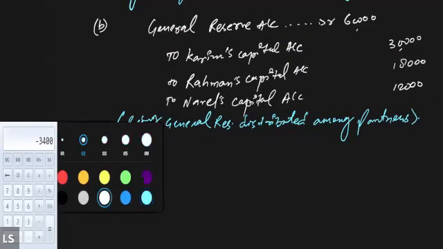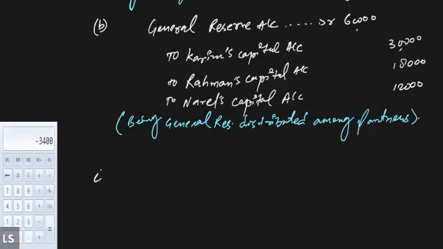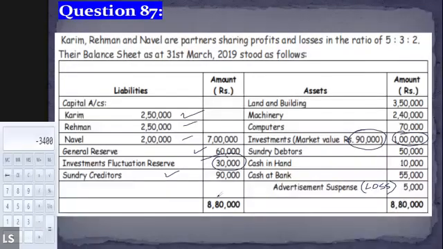Now let's talk about the next points. I don't think there is any other information that we need to deal with in the balance sheet. Yeah, there is one more thing. There is advertisement suspense also given on the asset side. And I've told you that advertisement suspense is a loss. And since it is a loss, it needs to be distributed also.